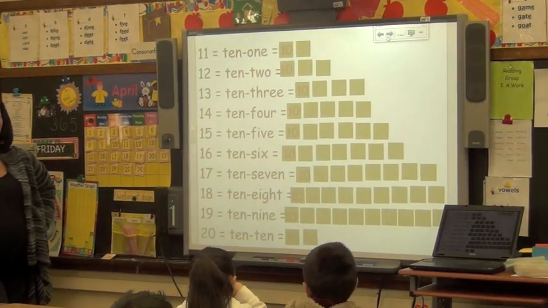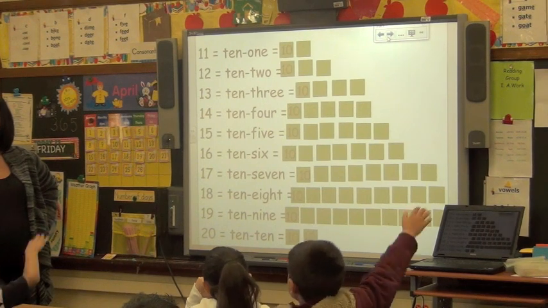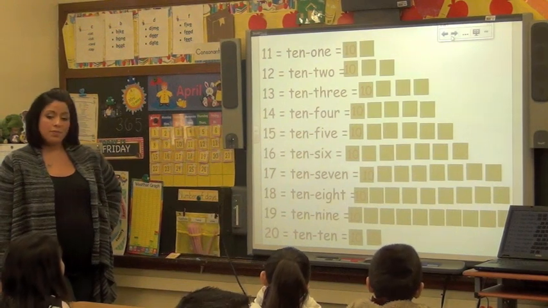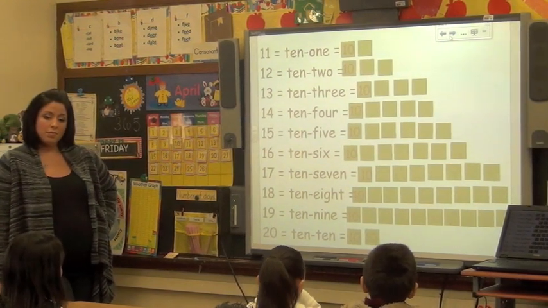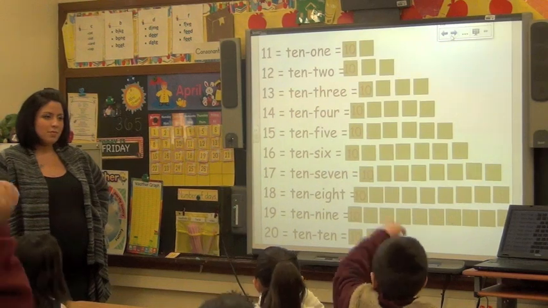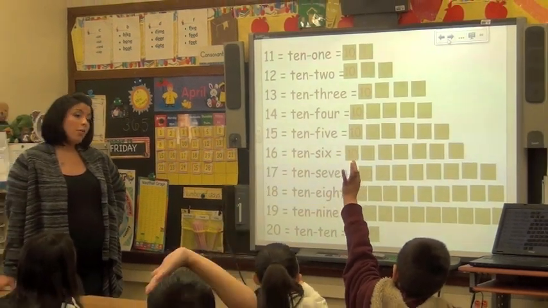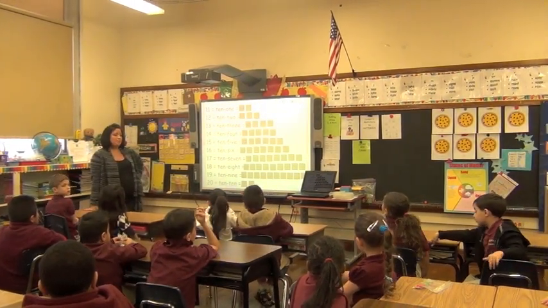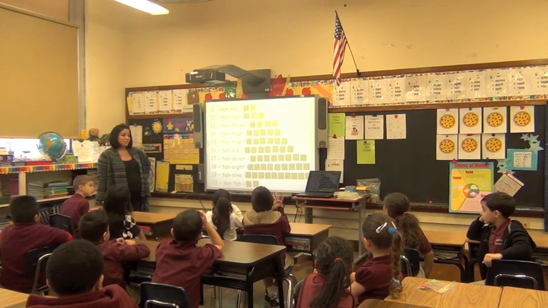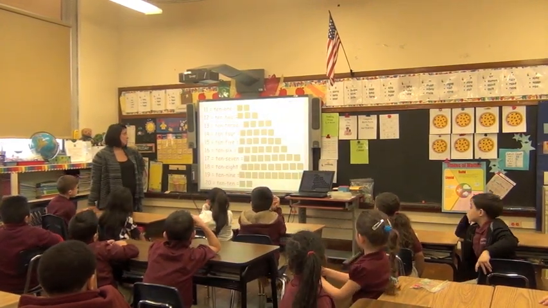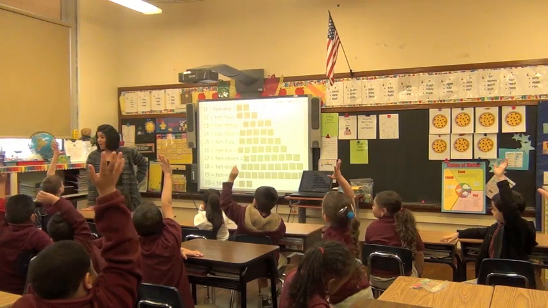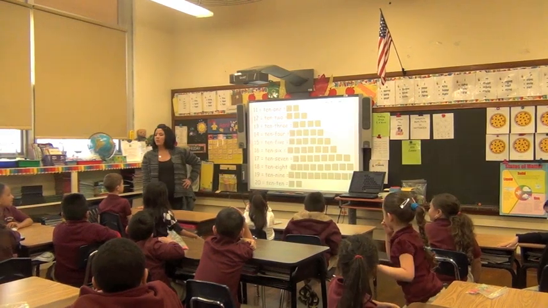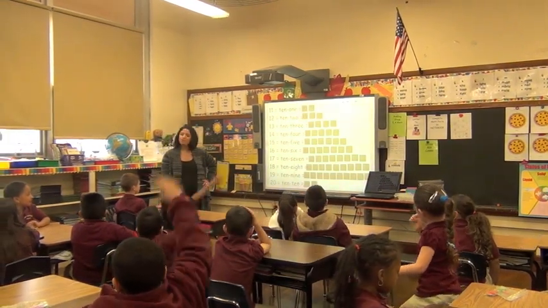Ten, two. Same as the word ten, two equals ten, two block. Fantastic. Dumas, what would be my next number? Ten, three, same as the word ten, three equals ten, three block. Excellent. If I add one more, go ahead, Alicia, I'll give you another chance. Ten, four, same as the word ten, four equals ten, four block. Excellent. And next? Ten, five, same as the word ten, five equals ten, five blocks.